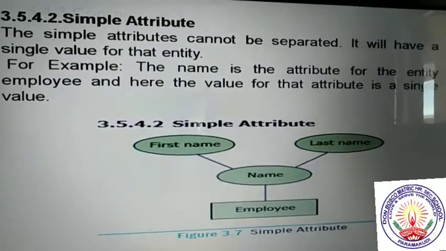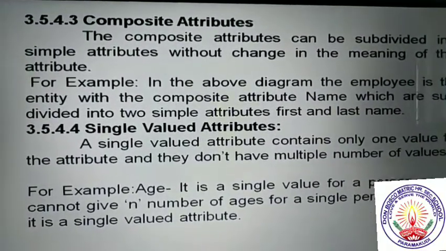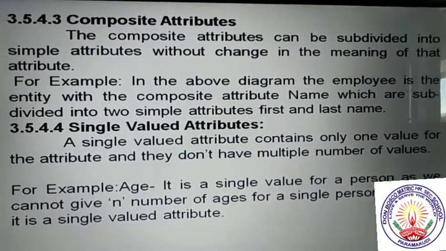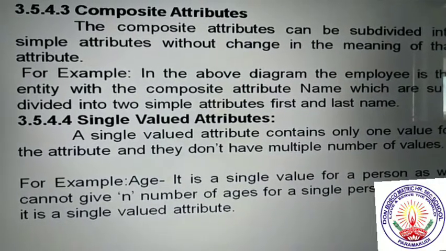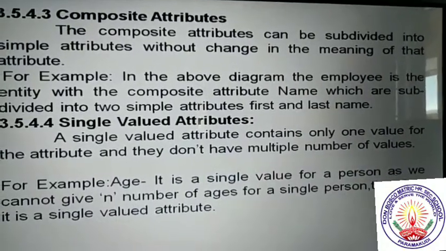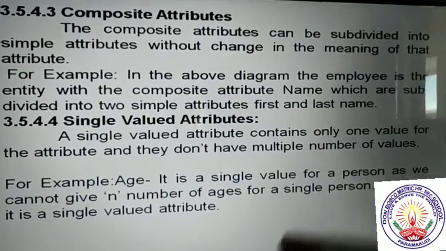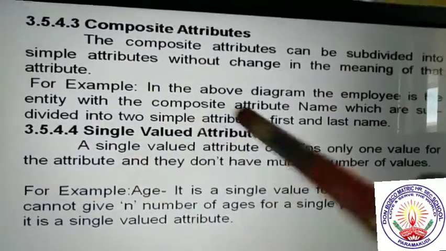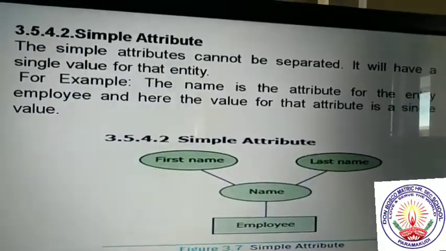And the next one, composite attribute. Composite attributes can be subdivided into simple attributes. So already you know the simple attributes. The composite attribute is subdivided into simple attributes without any change in the meaning of that attribute. For example, in the above diagram you have to see, just you have to see this diagram.